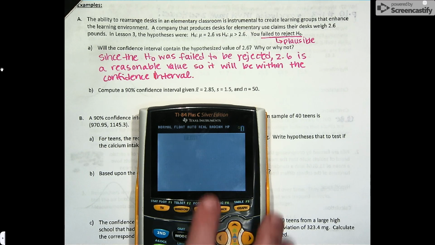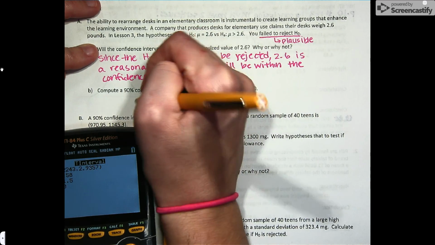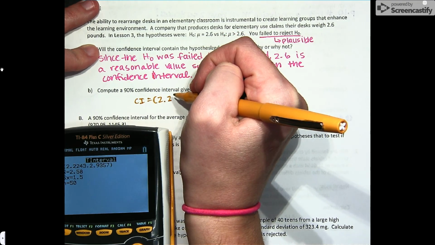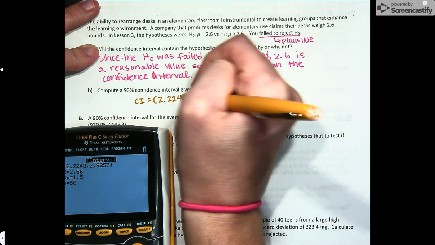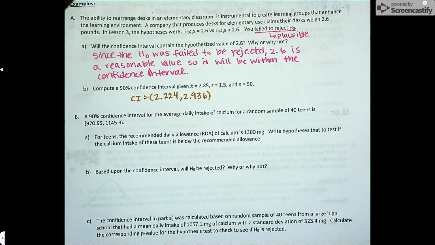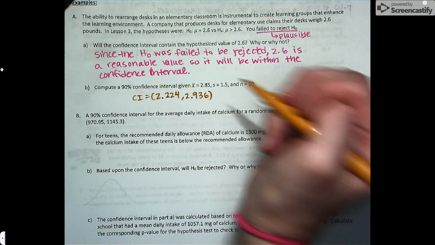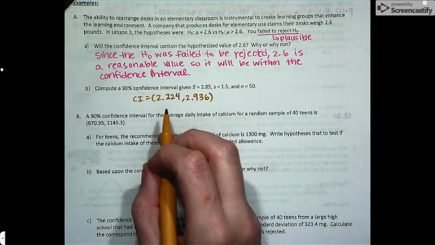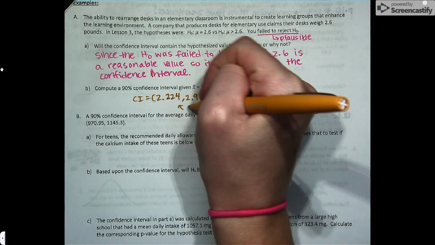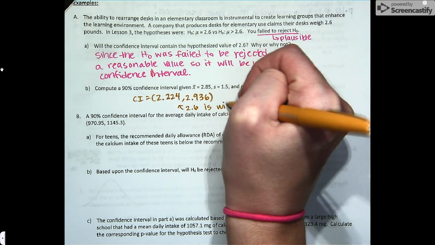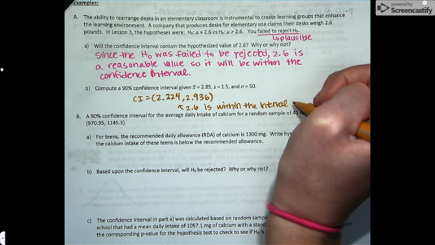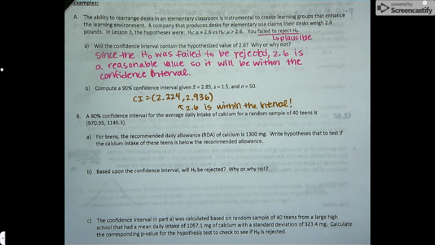So if I calculate that, I get a confidence interval of 2.224 to 2.936. And what do you know? 2.6 is within that. Where it's at within that doesn't matter. Even if it was 2.225, that's good enough because it's within the confidence interval. So 2.6 is within the interval. And that's just proof, right? You're not going to have to do that, but it's just to show you, look, this is for real. This happens.